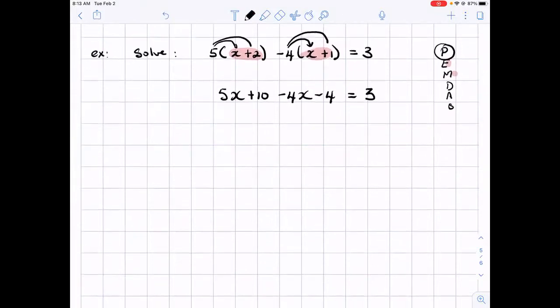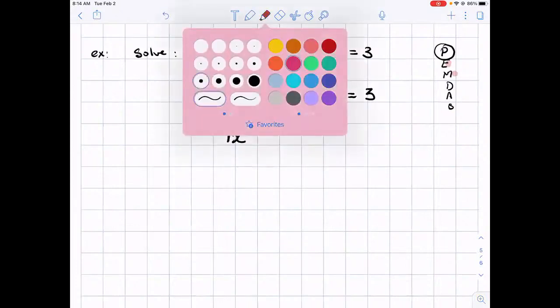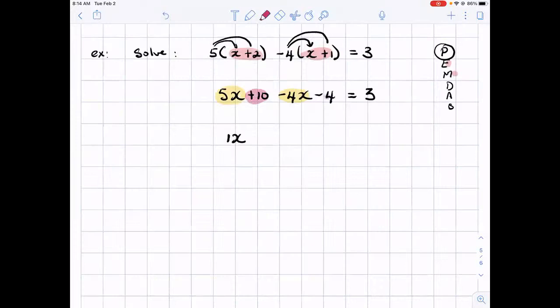Now, if you look on the left side, we have what is called like terms. Okay, we have a 5x and minus a 4x. There is no equal sign between them, so you could just combine them. So 5 minus 4 becomes 1x. You don't have to write the 1. If you look carefully again, we have a plus 10 and a minus 4. There's no equal sign between them, so 10 minus 4 becomes positive 6. And that is equal to 3.